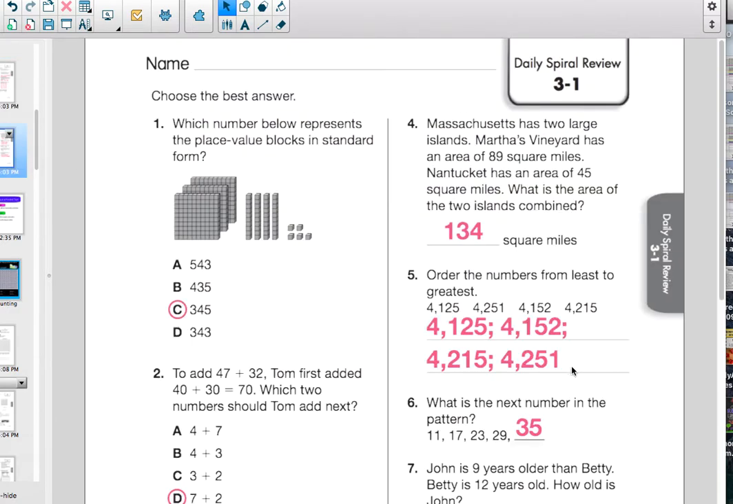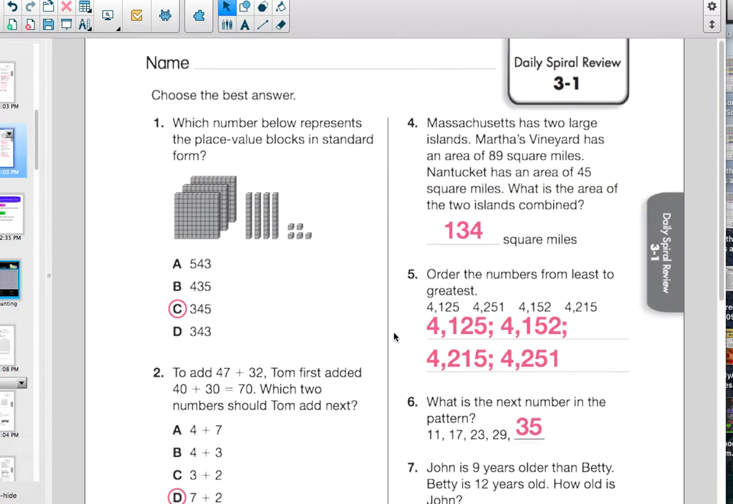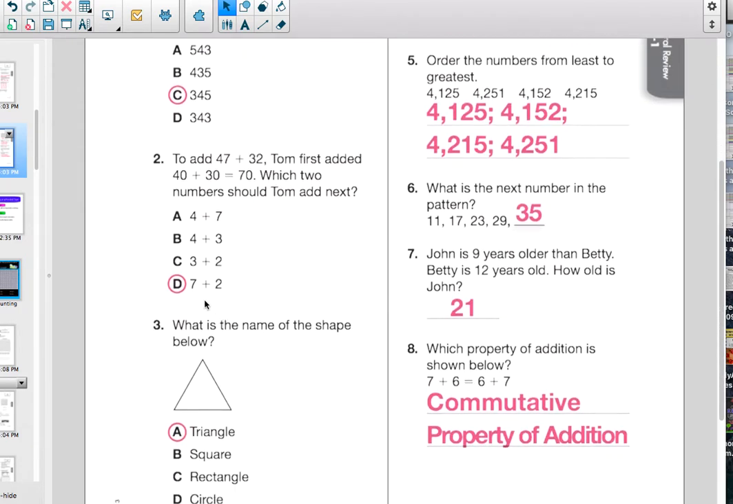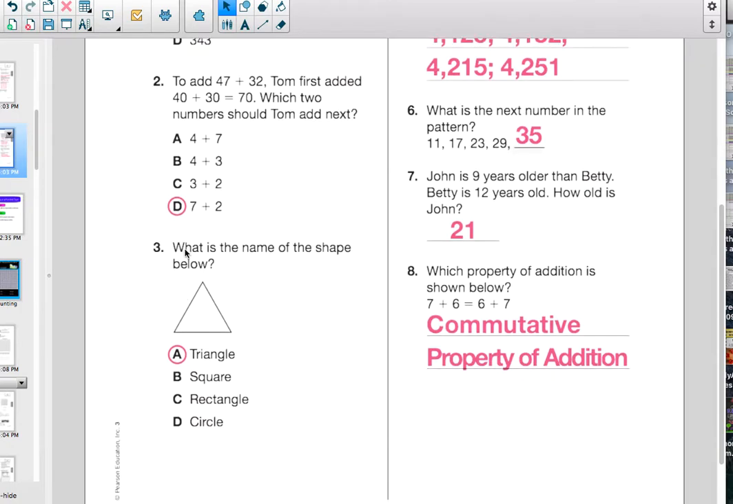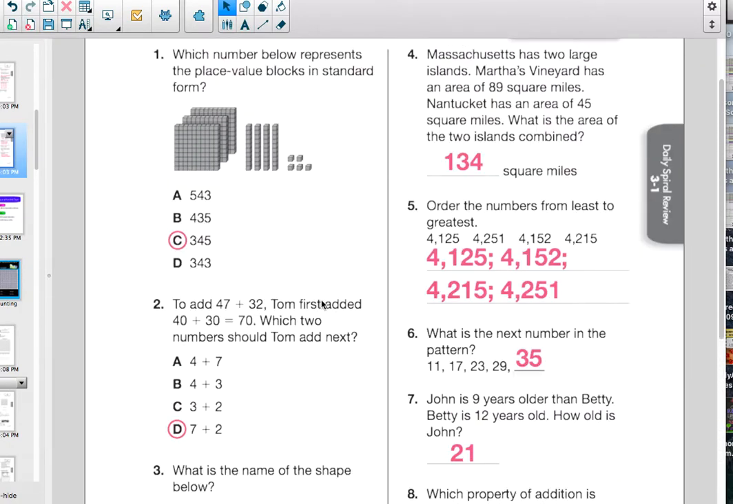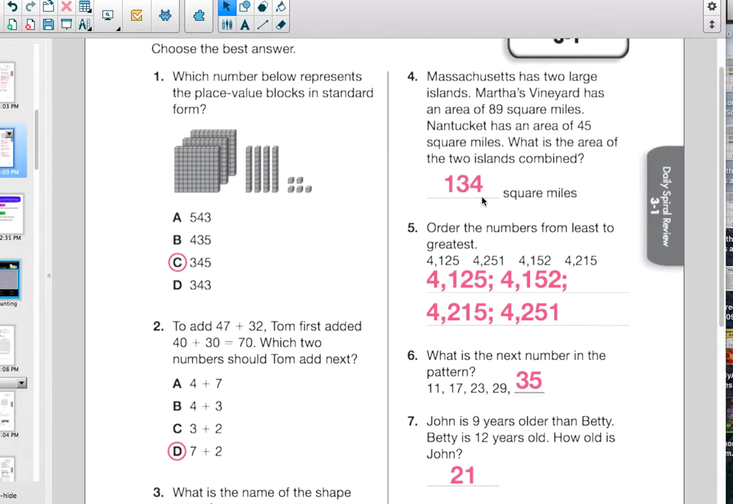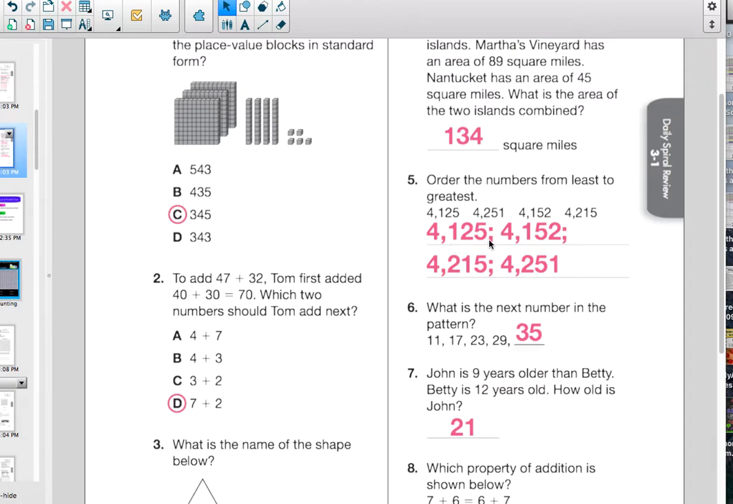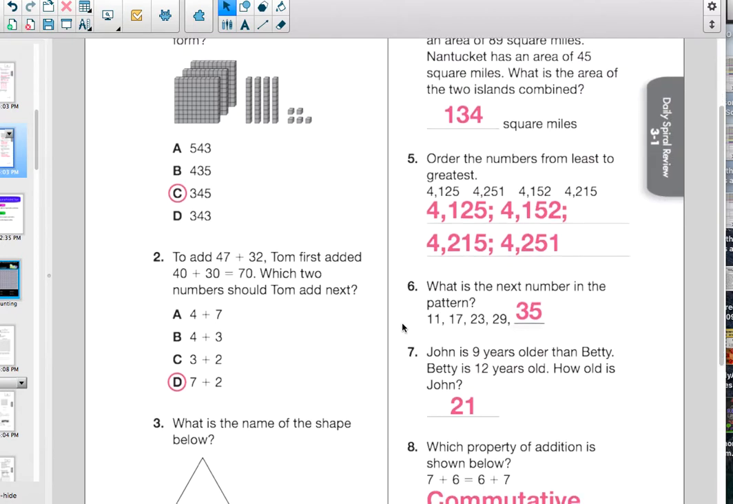All right, let's look at our spiral review. Number 1 is C. Number 2 is D. Number 3 is A. Number 4 is 134 square miles. Number 5 is 4,125, 4,152, 4,215, and 4,251. Yes, they have to be in that order.